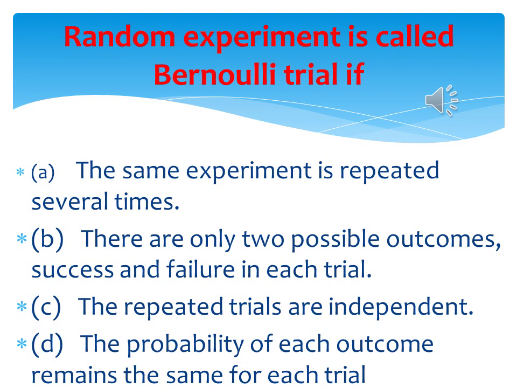For each trial, we have success or fail. Number three, the repeated trials are independent, not dependent on each other. Number four, the probability of each outcome remains the same for each trial. We will illustrate each step with several examples.